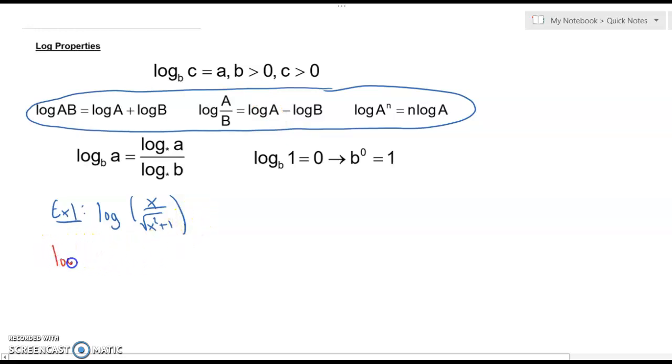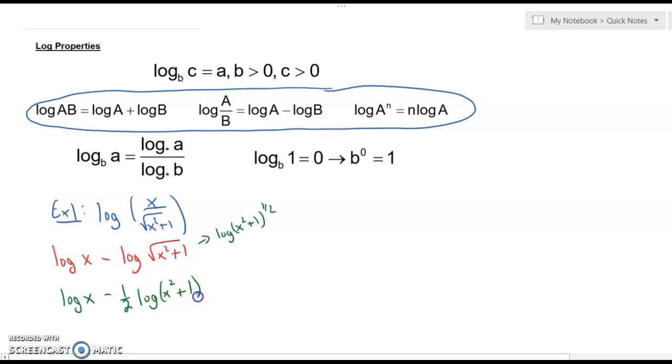So I'm going to rewrite this as the log of x on top, and the bottom is the square root of x squared plus 1. There's nothing I can do with that first log at this point, so I think that one's ready to go. But if I look at the second log, the square root of x squared plus 1 is really x squared plus 1 to the 1/2 power. So again, I'm going to write this as log of x squared plus 1 to the 1/2 power. I'm going to take that 1/2 exponent and bring it out in front.